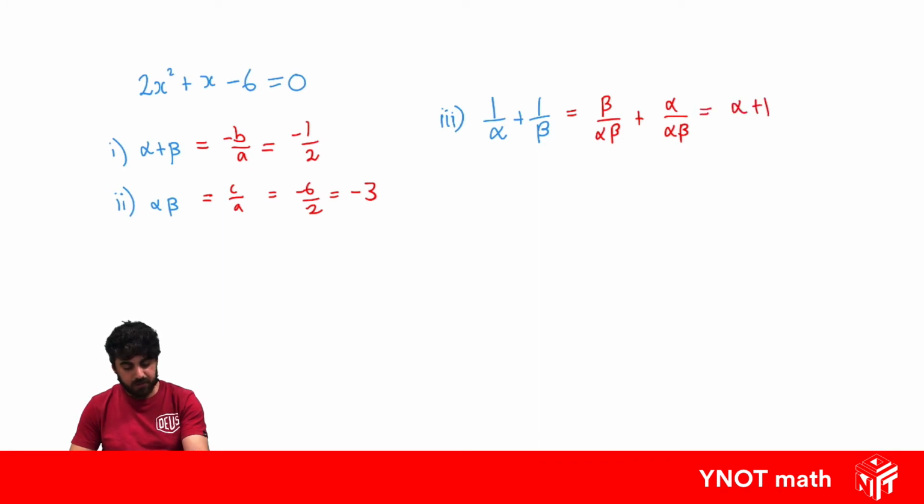Now they have the same denominator. So we can just add the numerators together and get alpha plus beta over alpha beta. And we know that alpha plus beta equals minus a half, and we know alpha beta equals minus 3. So we just get minus a half all over minus 3, which is going to give us positive a sixth.